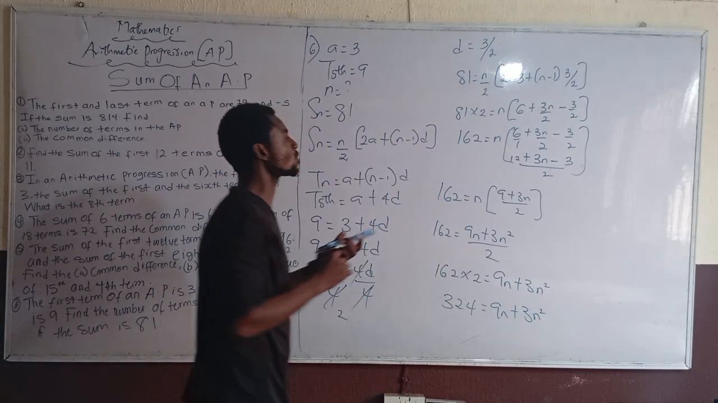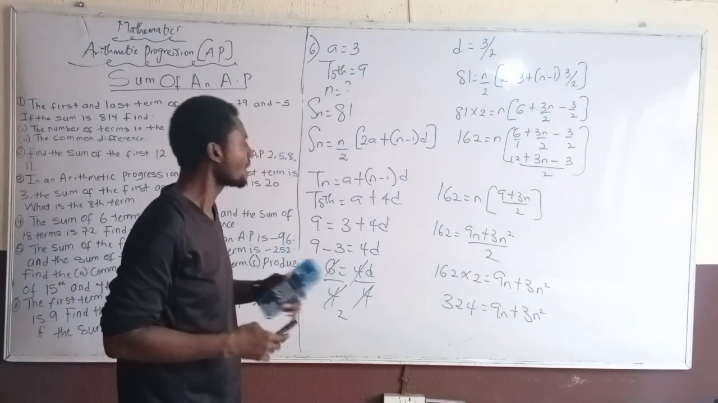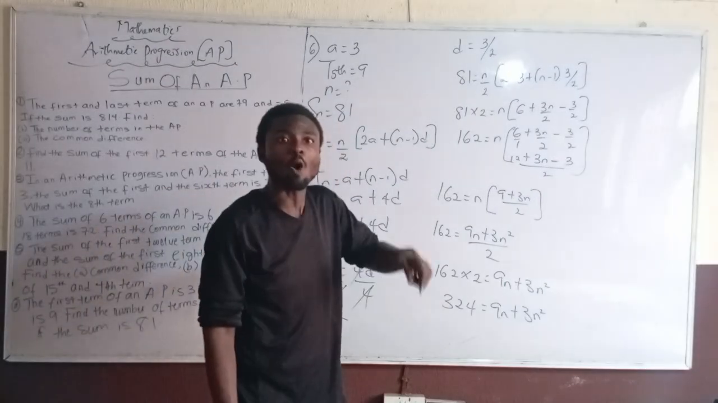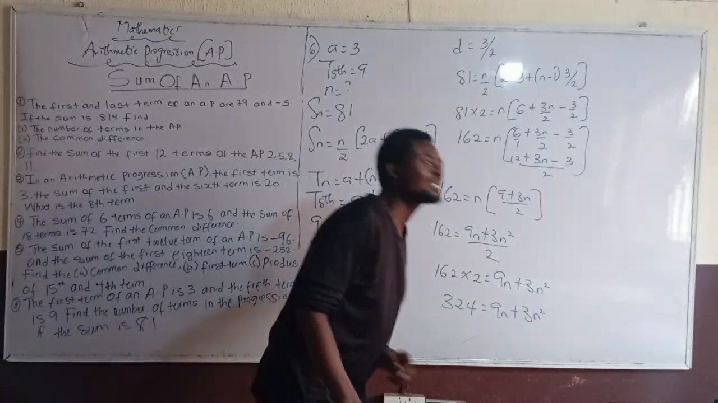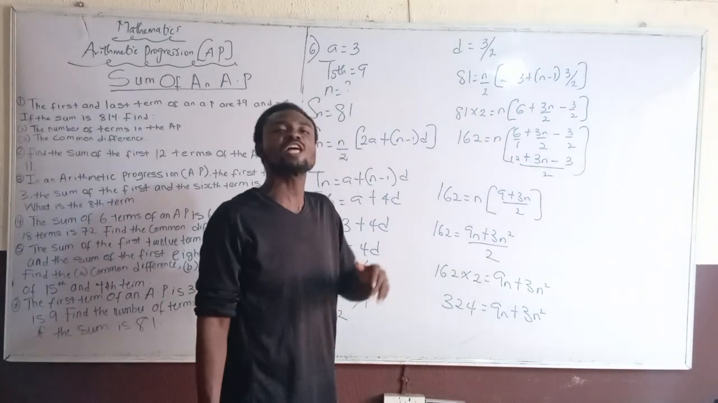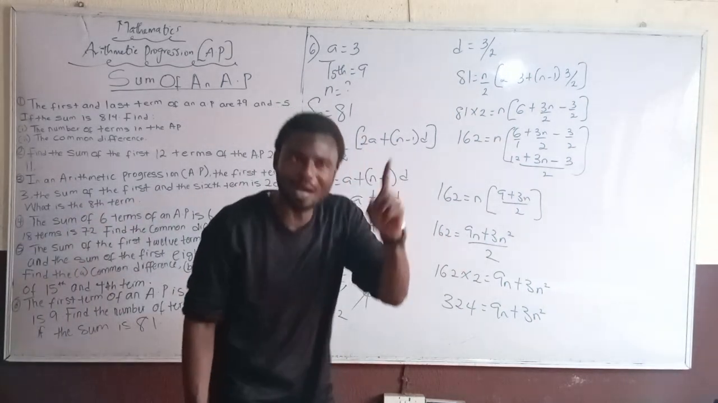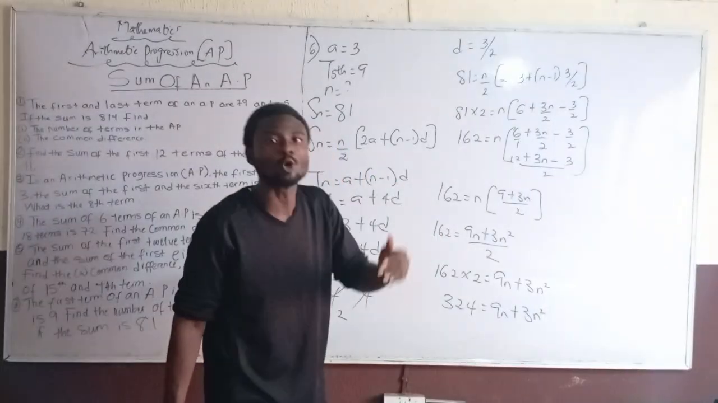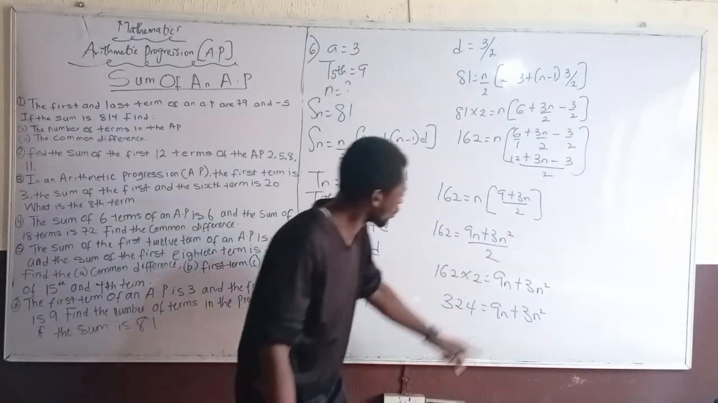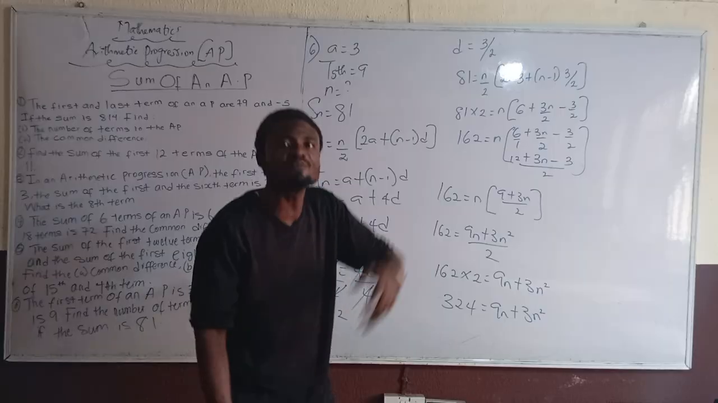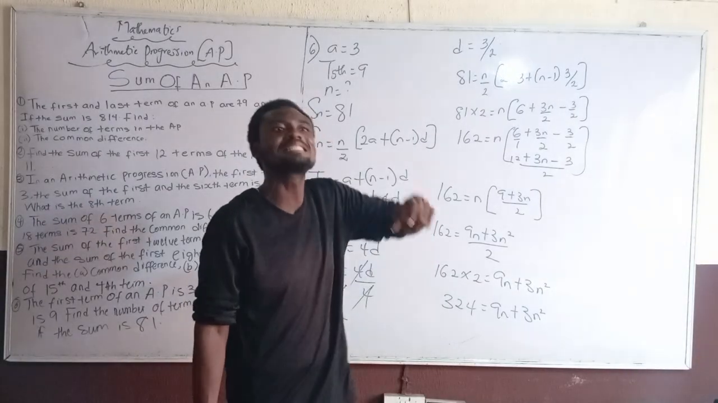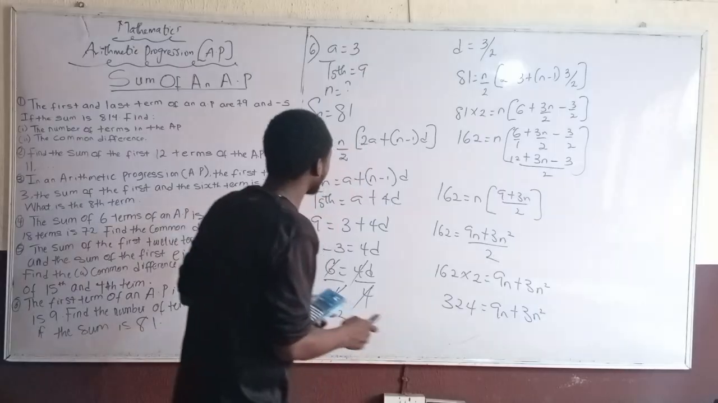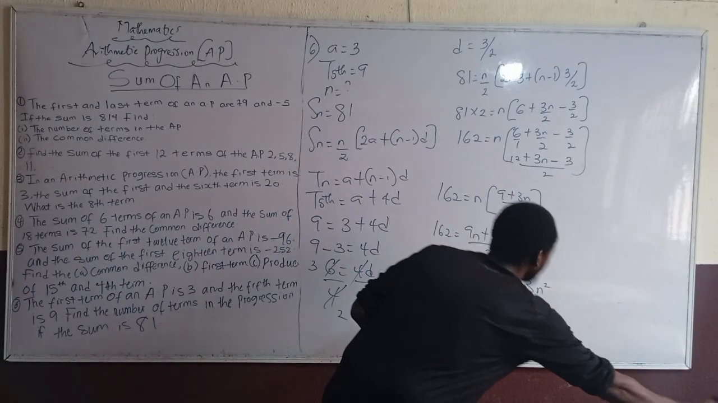Now, this has gotten to quadratic equation. How do I know it's quadratic? Because the highest power of my unknown is 2. Now, it's very simple. If the highest power on your unknown is 1, that is linear equation. If the highest power on your unknown is 2, that is quadratic equation. If the highest power on your unknown is 3 and above, that has gotten to polynomial. So here is quadratic equation. So I continue.